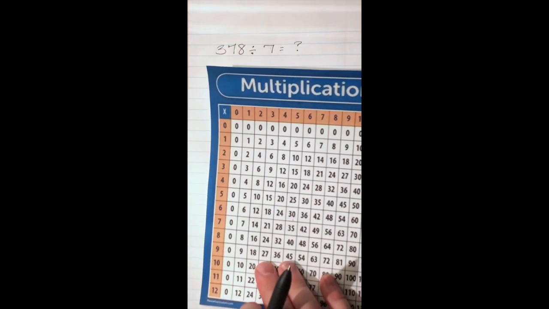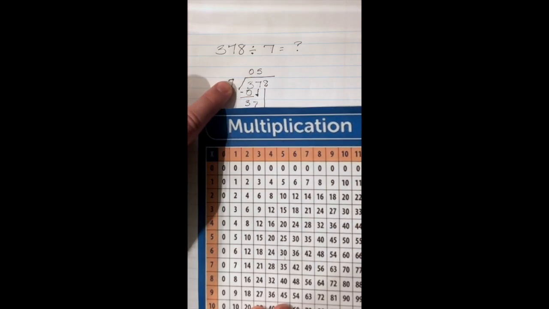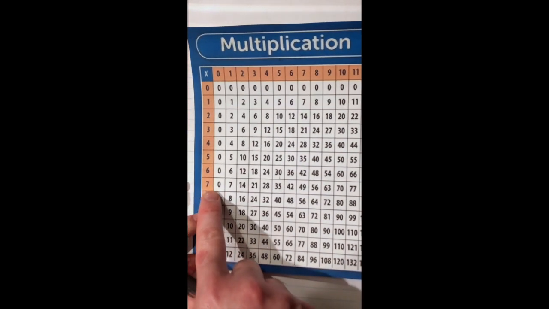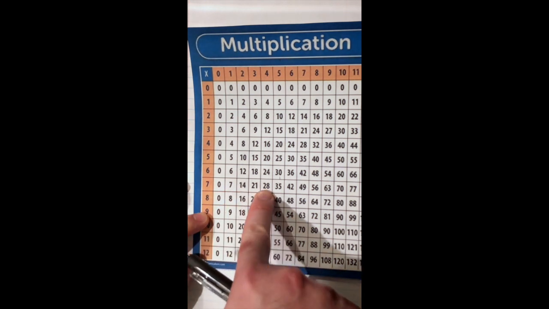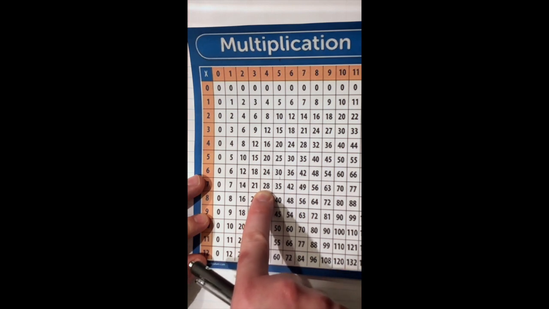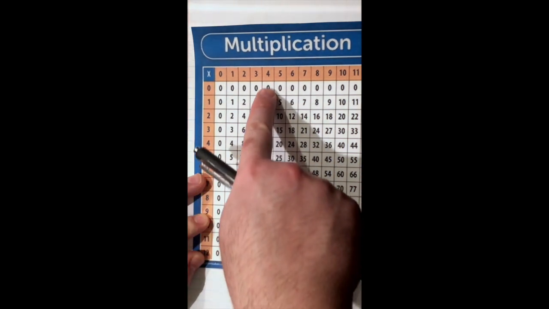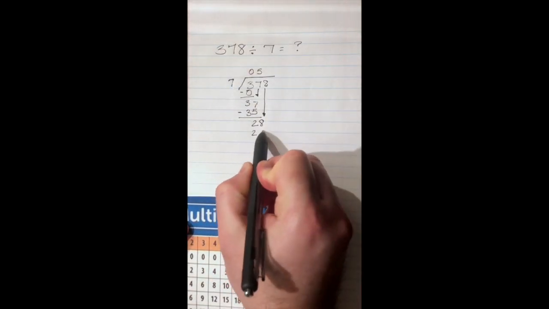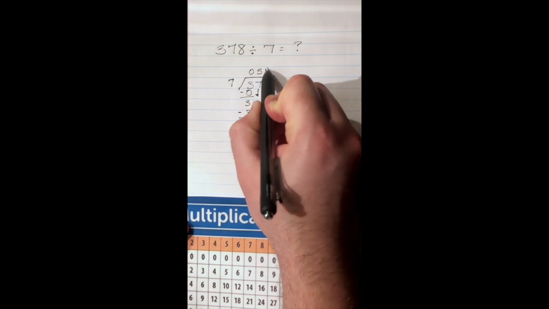I'm going to go back to my train track, number 7. What's the closest to 28 I can get without going over? Let's find out. Oh, bingo. I can go right to it without anything left over or going too far. So I'm going to write 28 on the bottom and 4 on top.